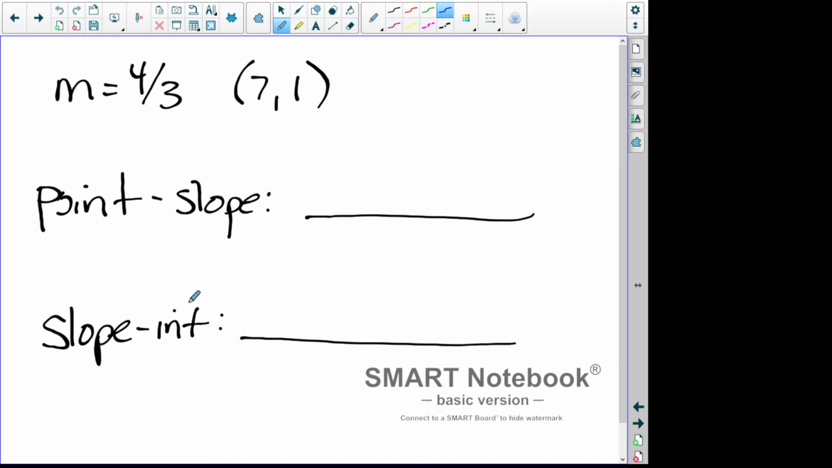So here's a first example. We're given the slope is 4/3, and they're given a point here. The point here is (7, 1). And so remember our point slope form is y minus y1 is equal to the slope times the quantity x minus x1.